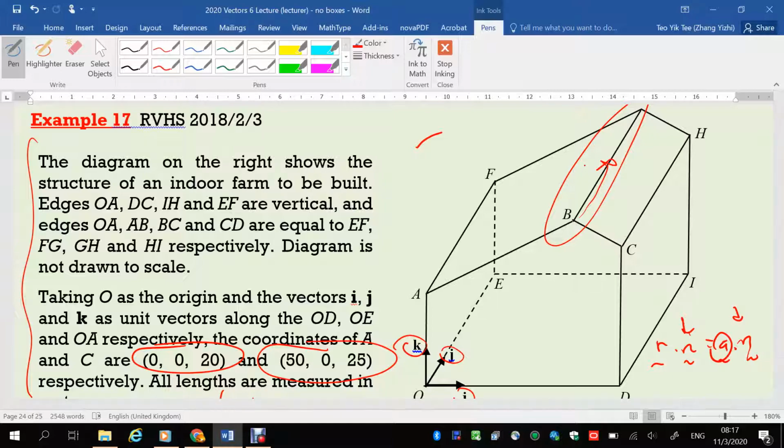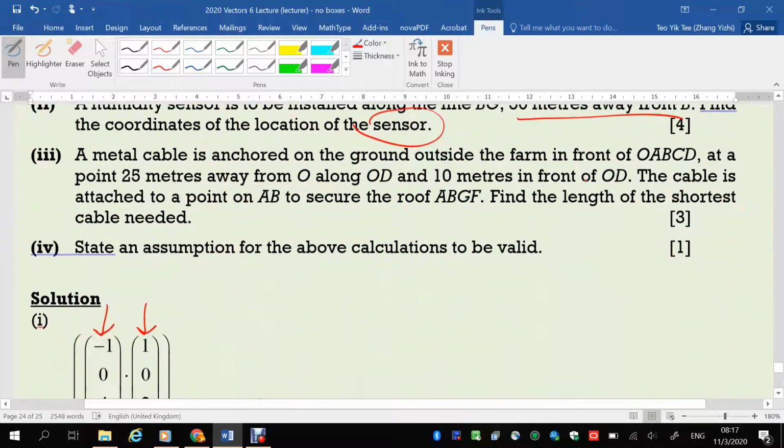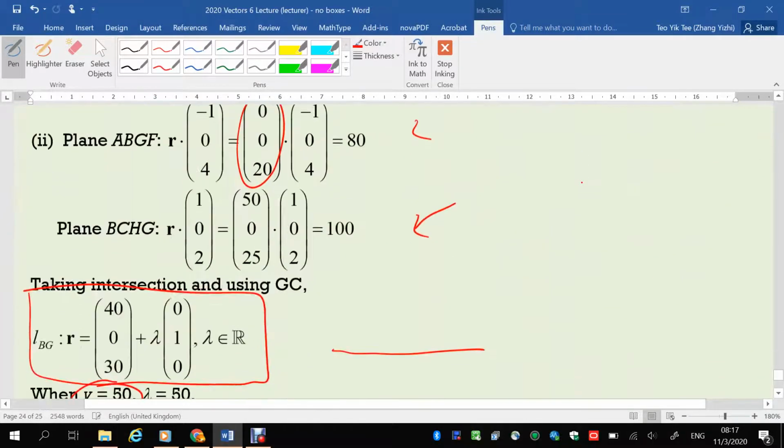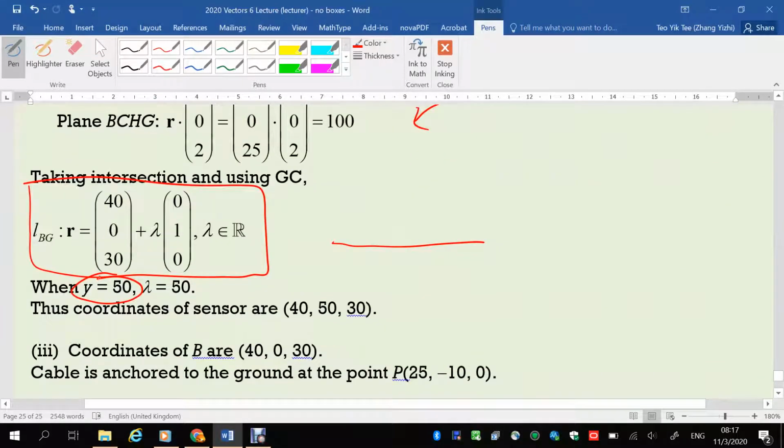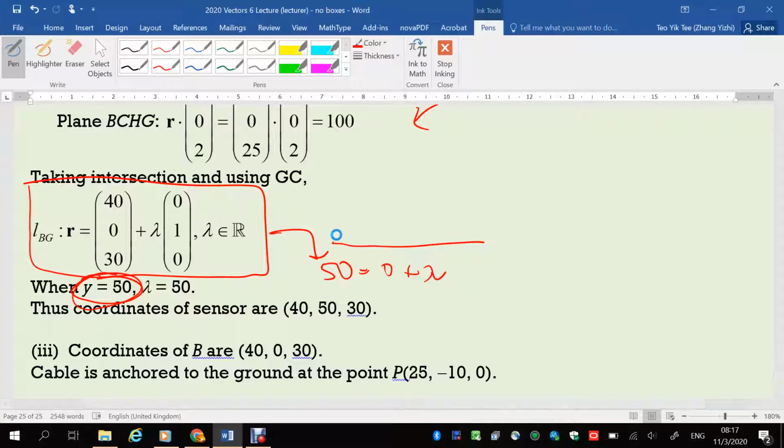So if Y coordinate is 50, can you give me the X coordinate and the Z coordinate? So this is what you're trying to do here. When Y is equal to 50, you're trying to solve 50 equals 0 plus lambda from here. This is the Y coordinate. So lambda must be 50. Substitute in lambda to be 50. You can get the rest of the coordinates, the X coordinate and the Z coordinate. And this will give you the exact coordinate of the sensor that you're trying to find.